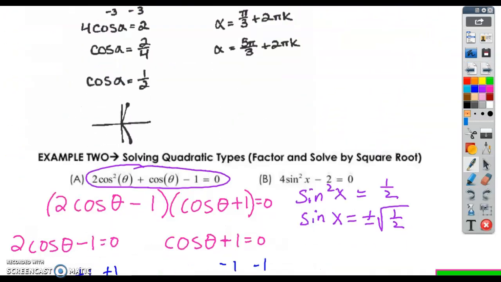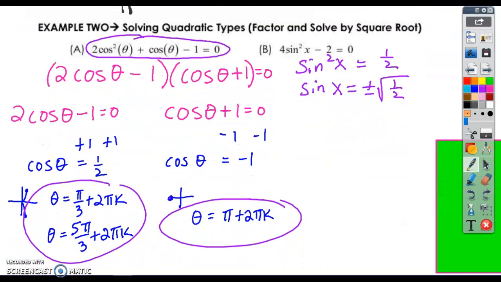Oh, shoot, where was I at? Here. Okay. So sine of x equals plus or minus root 2 over 2. Well, where does that happen? Well, it's plus or minus. So it happens at all those middle angles.